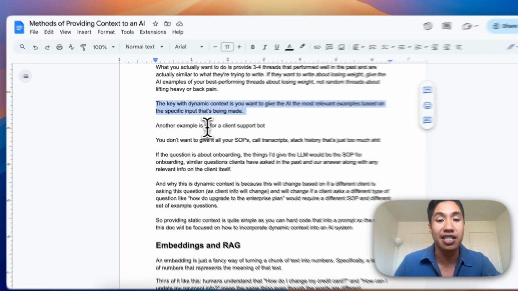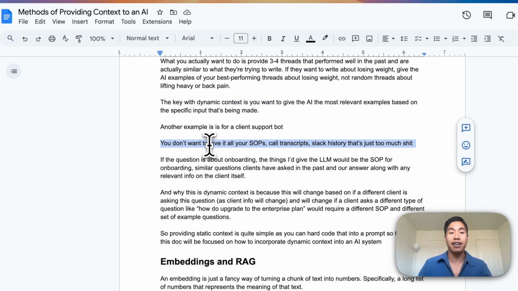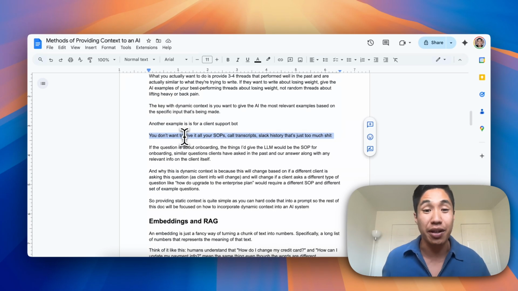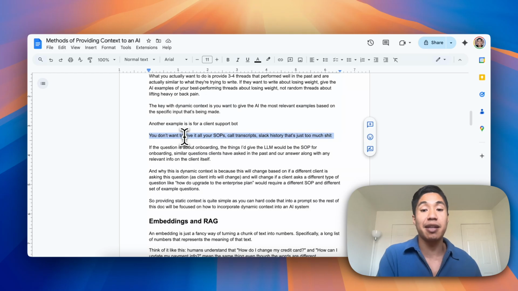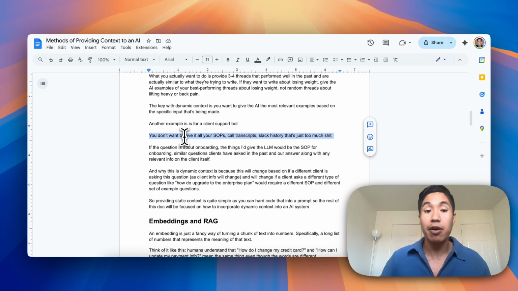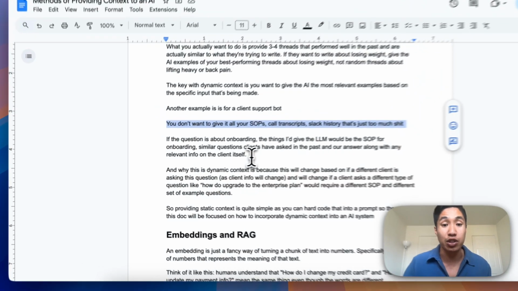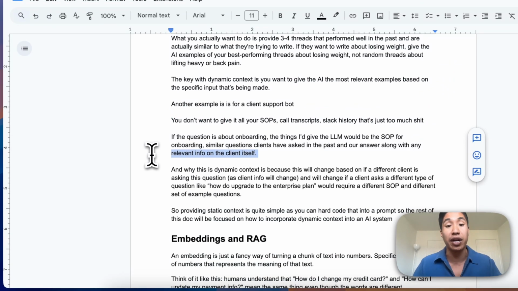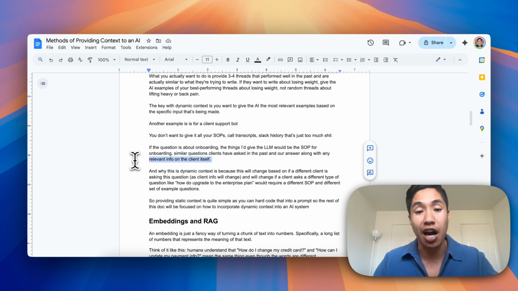Another example is a customer support bot. You don't want to give it every single SOP, your call scripts, Slack history. That's just too much. If the question's about onboarding, the thing I'd give the LLM would be an SOP for your onboarding, similar questions clients have asked in the past along with the answers that you provided them, okay? Maybe also, and this would be very important, relevant info on the client itself. When did they join? What's their company about?